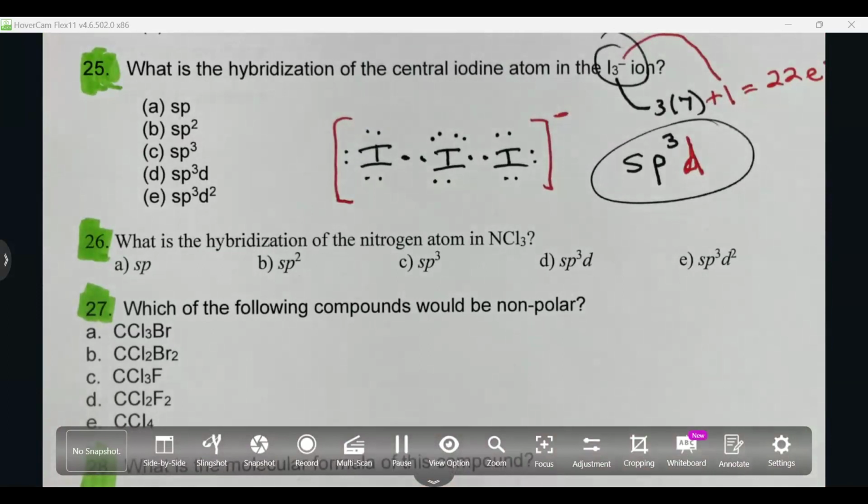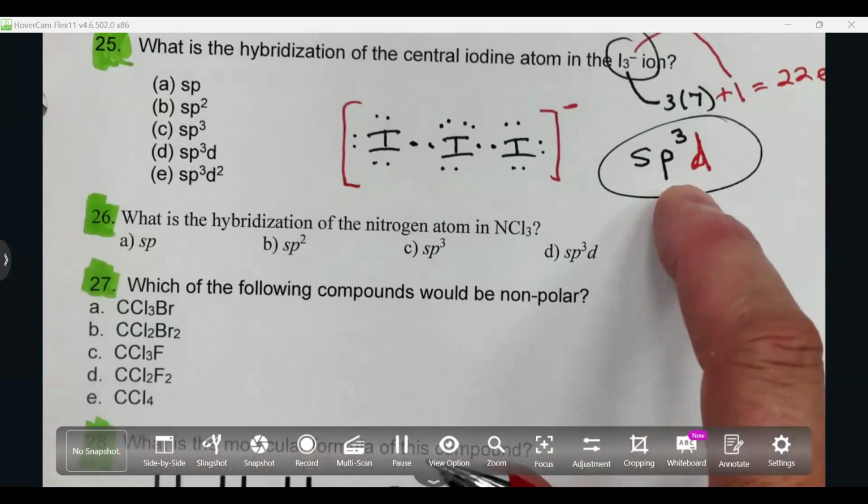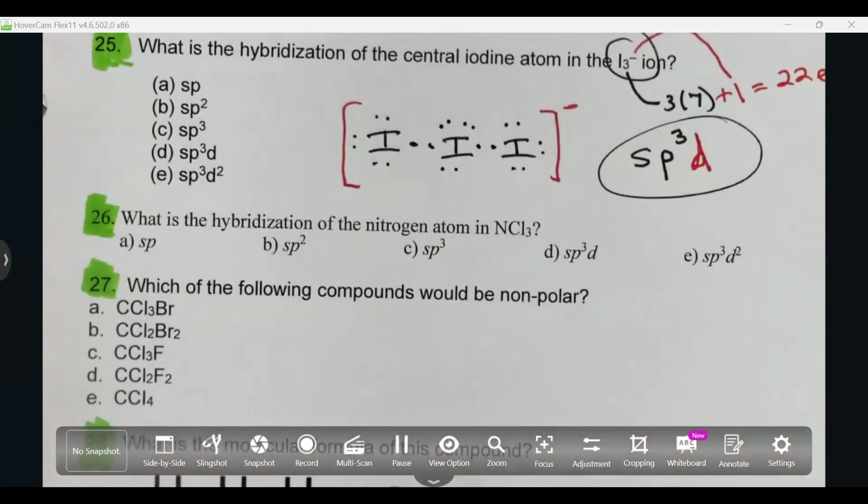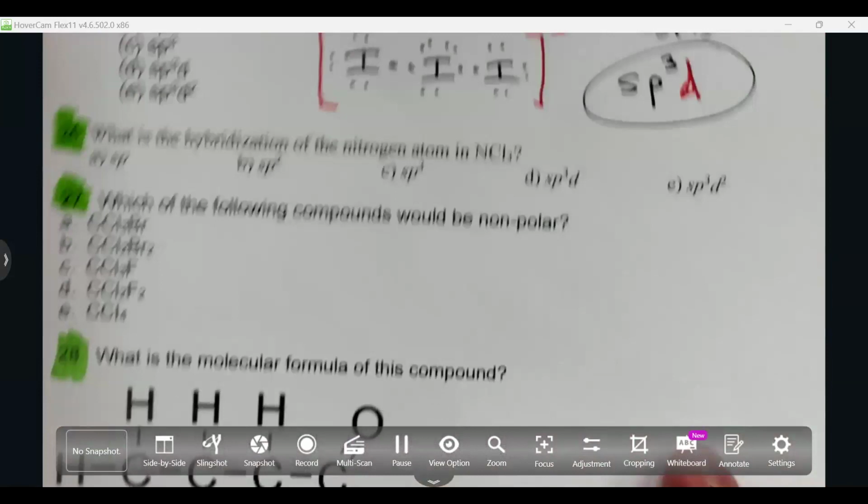So I modified the test so you can just do the question like this. You don't need the blue sheet. We're not using the blue sheet for the test. You can use the blue sheet for the final though. Okay. So let's do the next one.